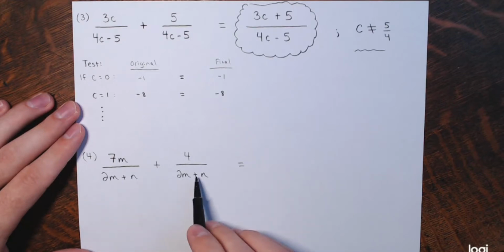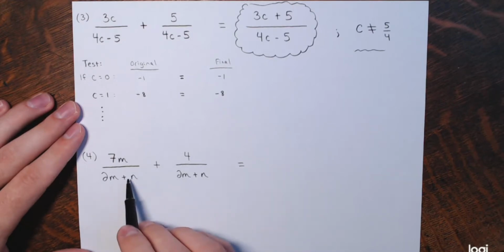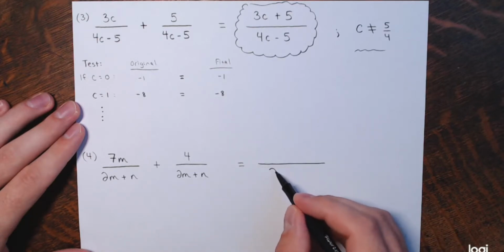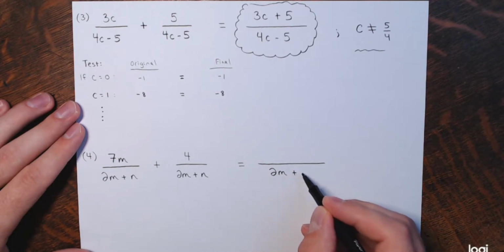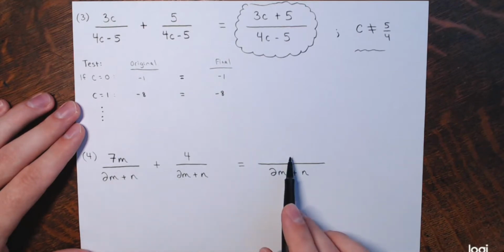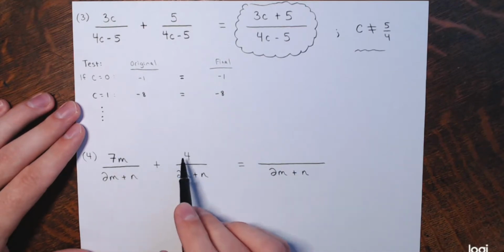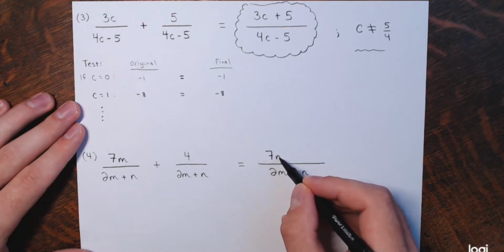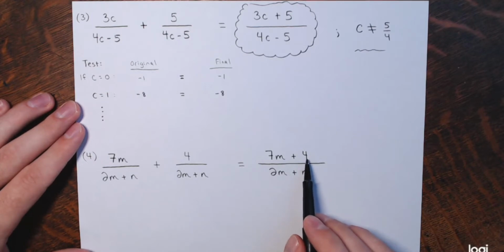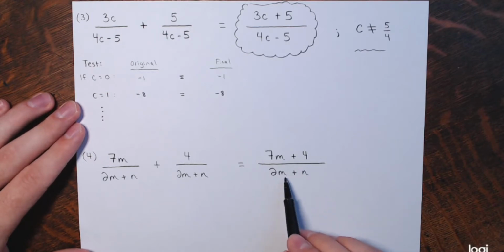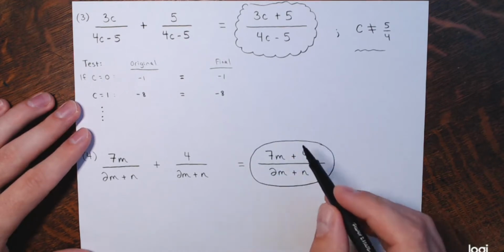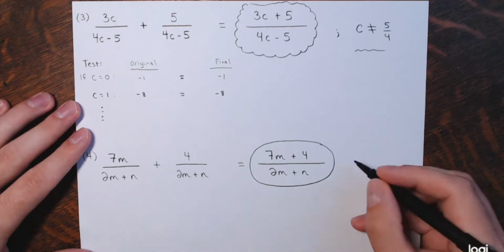Notice they already have the same denominator, right? 2m plus n. So when adding, right, that's going to be the denominator of the final result then, right? That common denominator, 2m plus n. And I combine the numerators, right? The numerator of the sum will be 7m plus 4. And the numerator is already as factored. You can't factor it any further. Same thing with the denominator. So this won't simplify any further. Just like example 3, that's as simple as it gets.